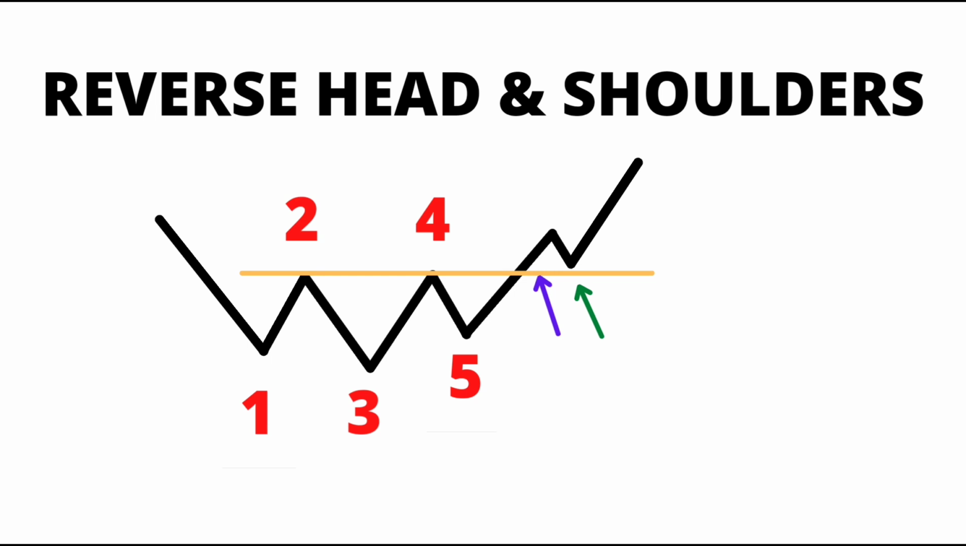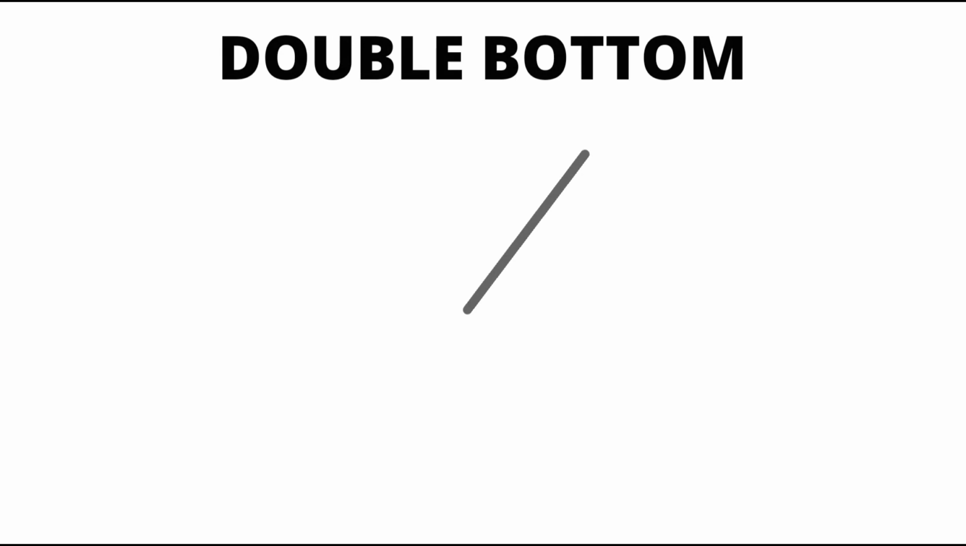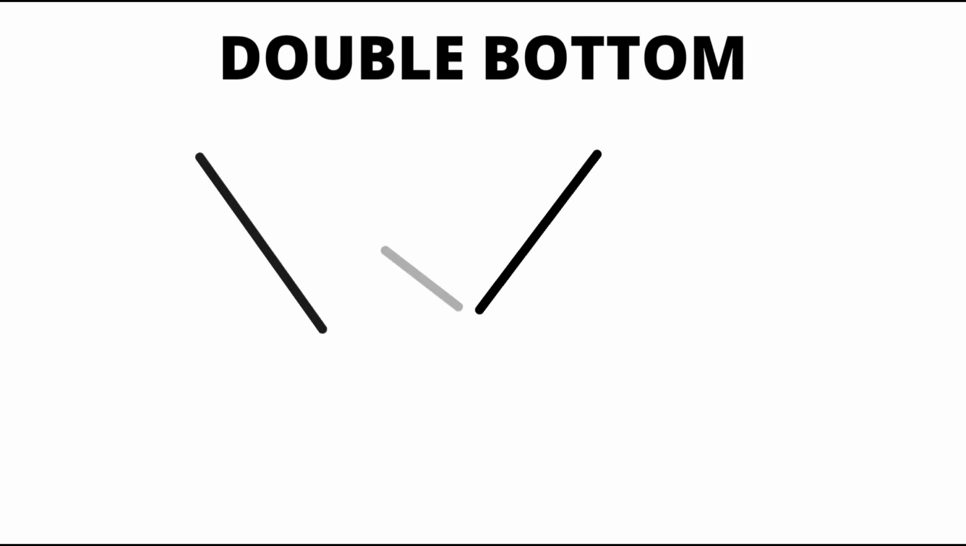The target of the trade can be as big as 3 times the stop. You can take a risk like that when trading a long trade. Next in line, we have a bullish reversal chart pattern called the double bottom. As the name suggests, it forms two lows at the same price. It is a bullish reversal pattern.